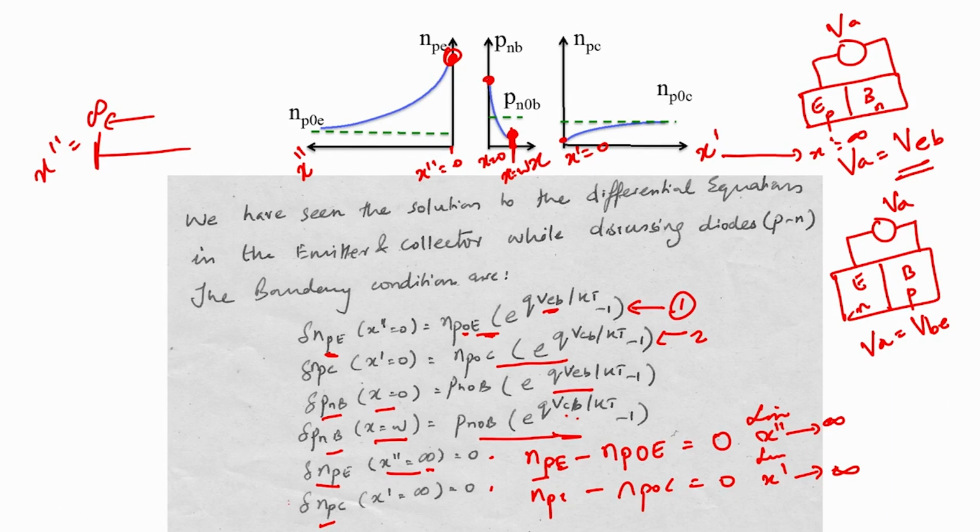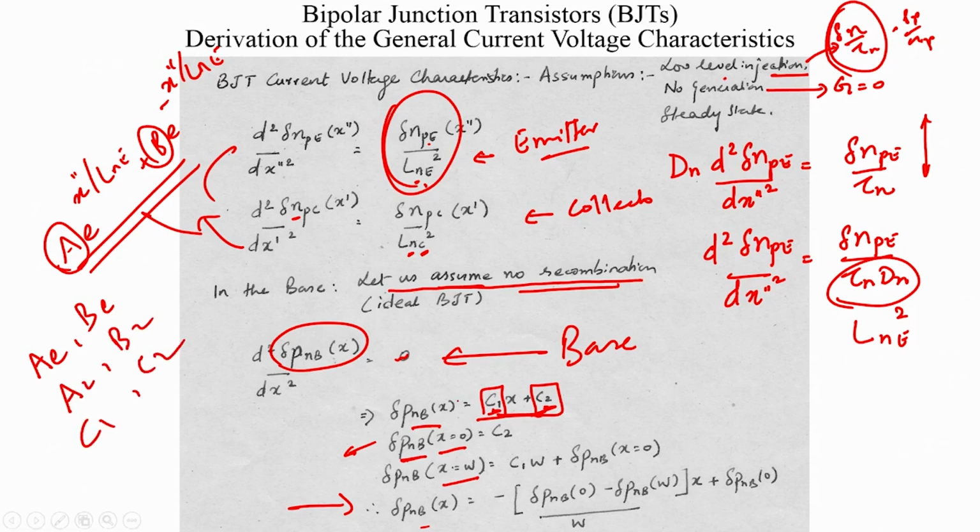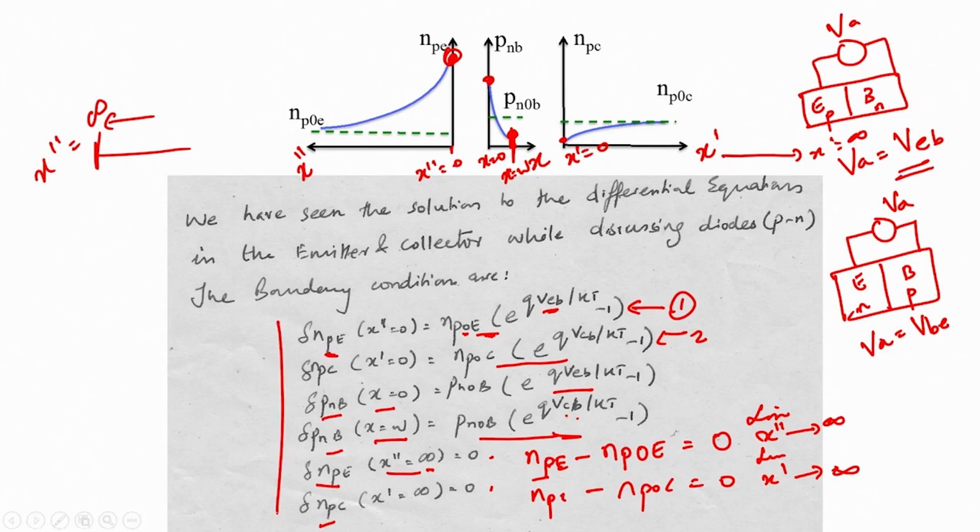So, you apply, so you have 3 equations, and therefore, you have 6 unknowns. Okay, you will have A, B, let us call it as A for the emitter, B for the emitter, then A for the collector, B for the collector, and you have your C1 and C2 as I have shown you here. You have 6 unknowns, and therefore, you have 6 boundary conditions with which you can identify every unknown, and therefore, you have the exact solution for the nature of the minority carrier variation with distance.